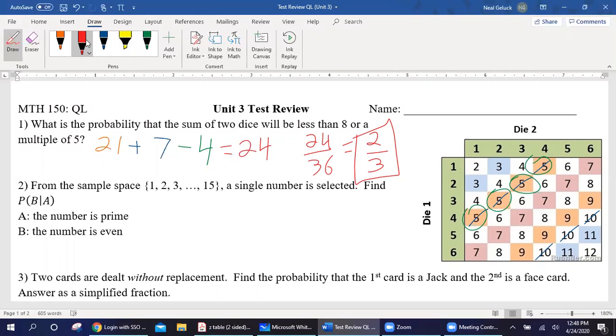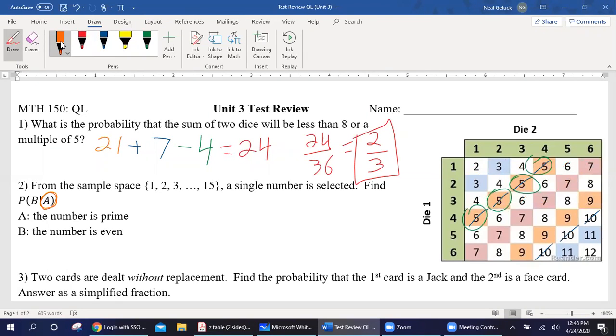For number 2, I have the numbers 1 through 15. This is that conditional probability. Remember how I do this is I look at the second event, and that's going to reduce down my sample space. So this is saying the probability of B given A.